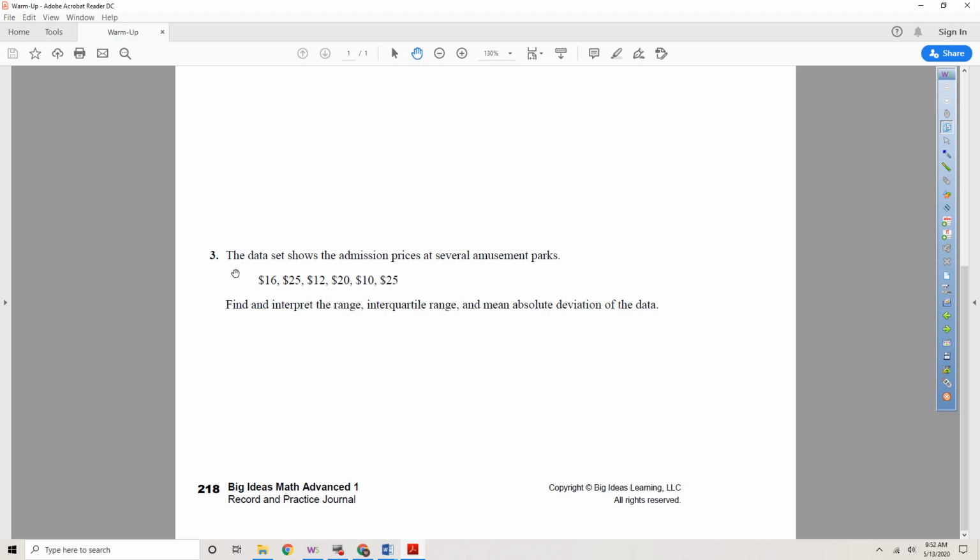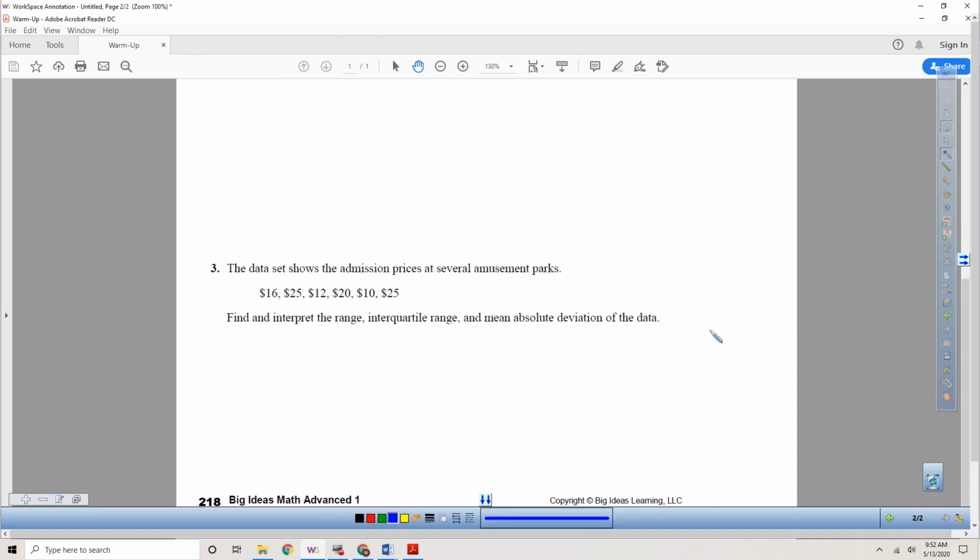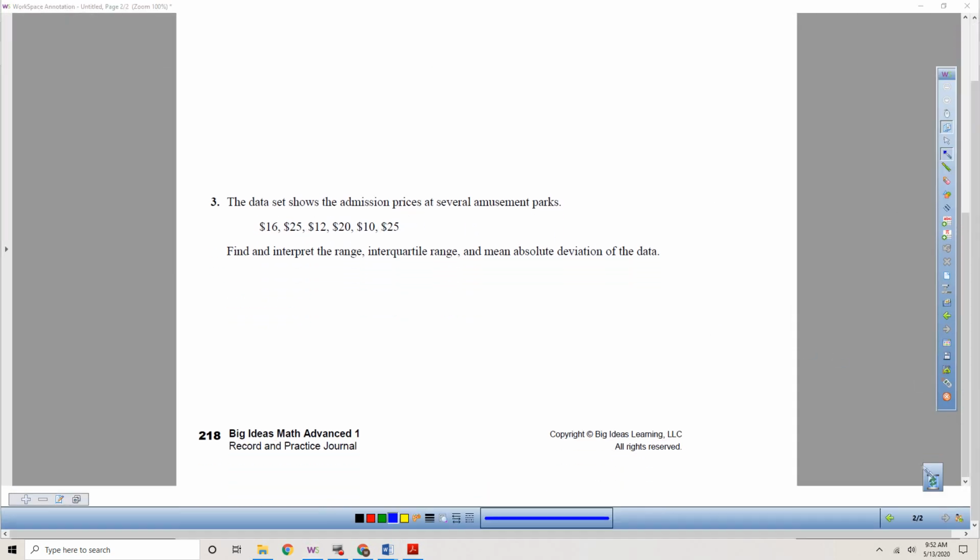Looks like we got a lot going on here. It says the data set shows the admission prices at several amusement parks. $16, $25, $12, $20, $10, and $25. Find and interpret the range, interquartile range, and the mean absolute deviation of the data. Whew, it's a lot of work there.